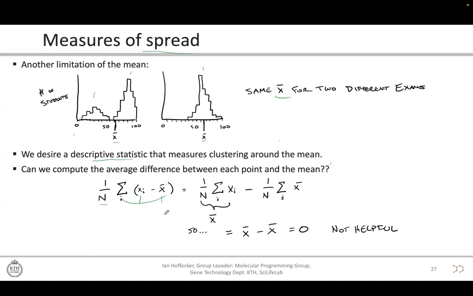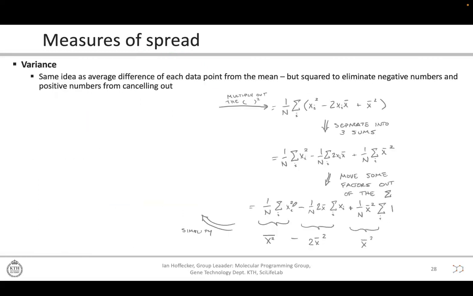What we'll see is that this is problematic because if we take the difference between every data point and the mean, then those that fall below the mean are going to be negative, and those that fall above the mean are going to be positive. So it's similar to this alternating current example where we have negative values and positive values canceling each other out. So this doesn't really give us a good idea of the average distance a point can be from the mean. It's not helpful.